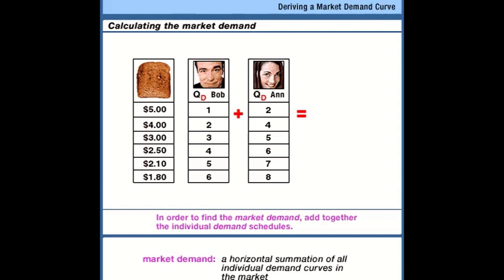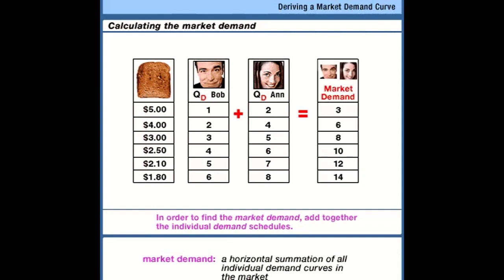If we continue on down the schedule, we will find the overall quantity demanded in the market is the sum of Bob's demand and Ann's demand, the sum of Bob's quantity and Ann's quantity at each price. So at a price of $3 per loaf, Bob wants 3 loaves a week, Ann wants 5, for a market total of 8. Now we've added together Bob's individual demand and Ann's individual demand. At each price, we found the quantity for each of the buyers, add them together, and wind up with the market demand curve. So there you have it. It's simply a matter of addition to go from the individual demand curves to the market demand curve.